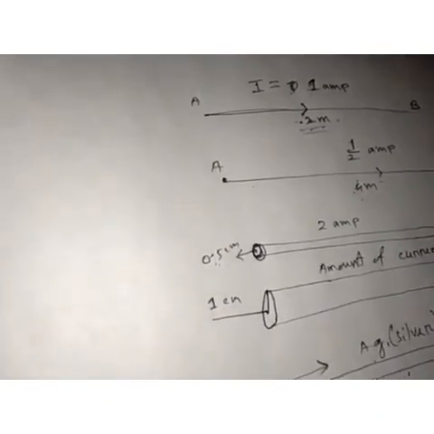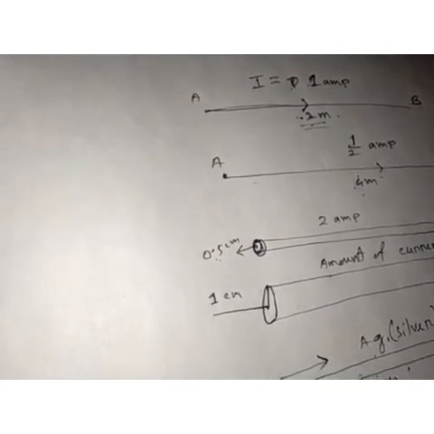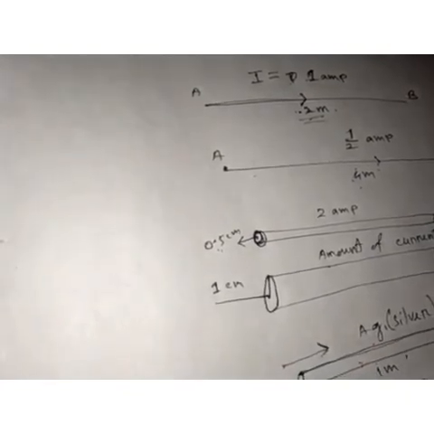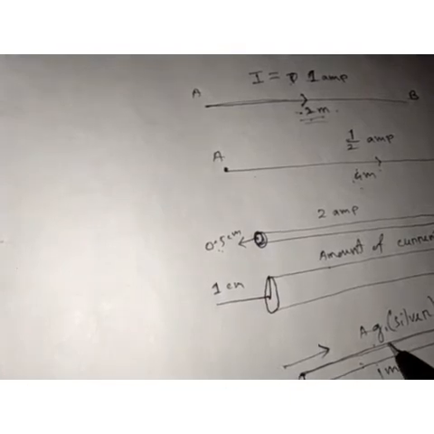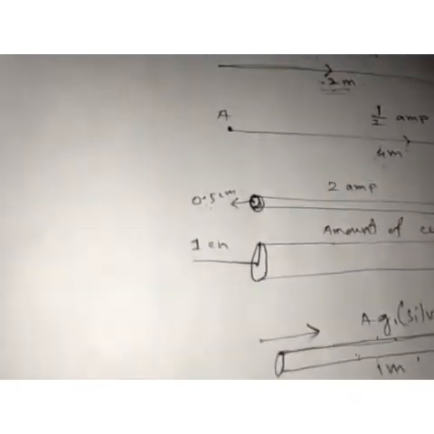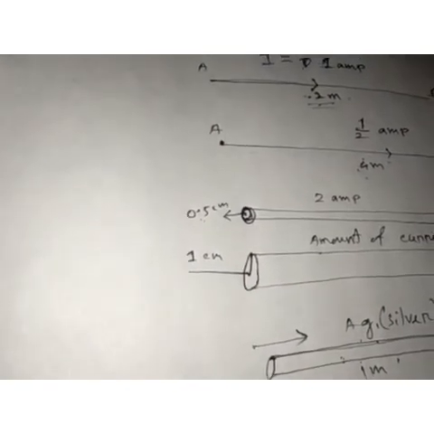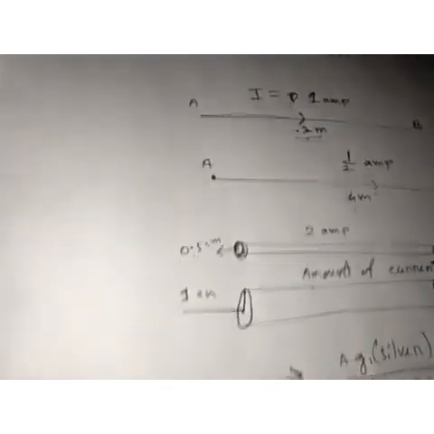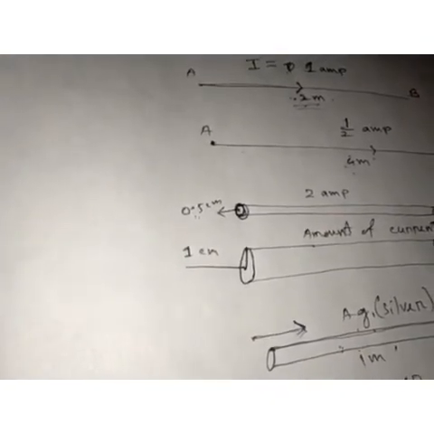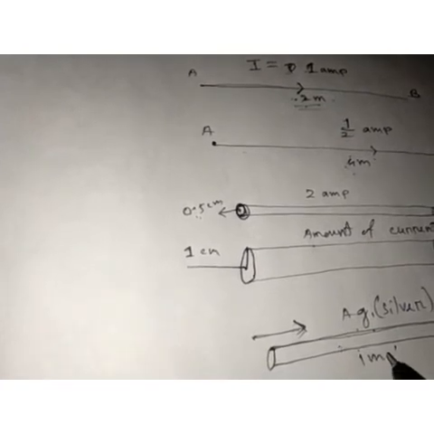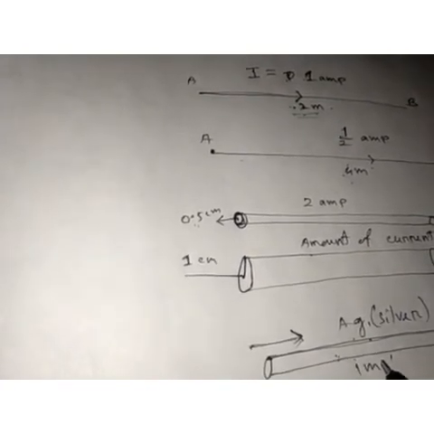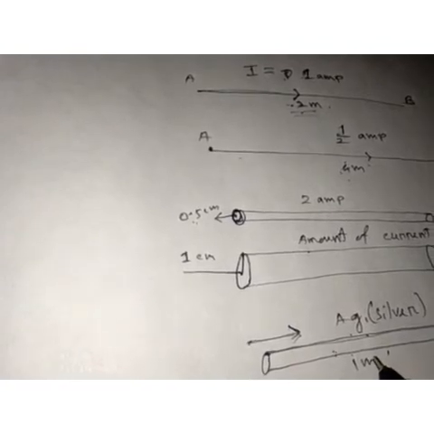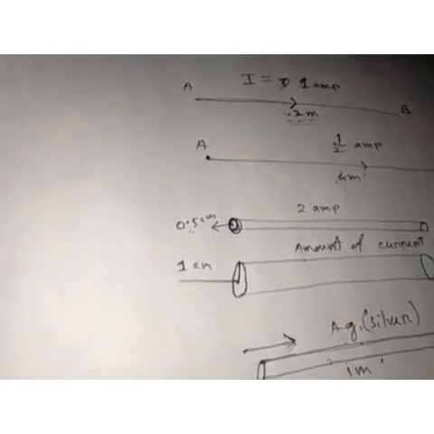Next, there are two conductors. One is made up of silver metal and the other is made up of copper wire, but both have the same length. Then through these two wires the same amount of current does not flow. That means if the nature of the materials is different, then the value of current is also different. Resistance.